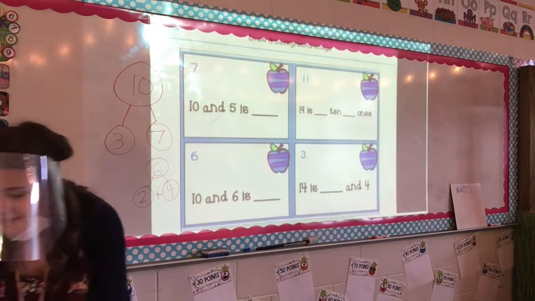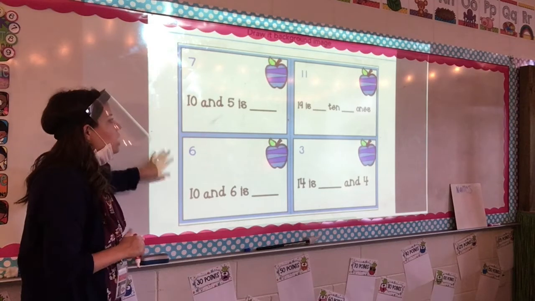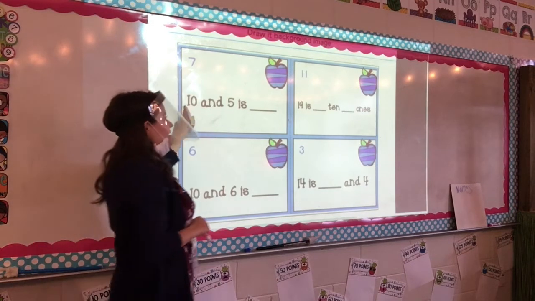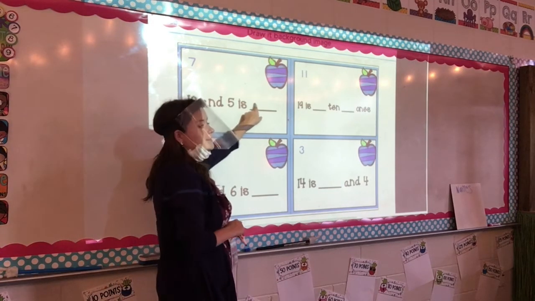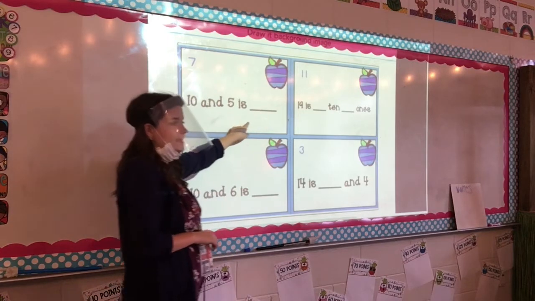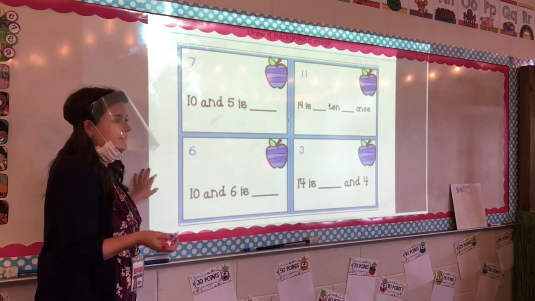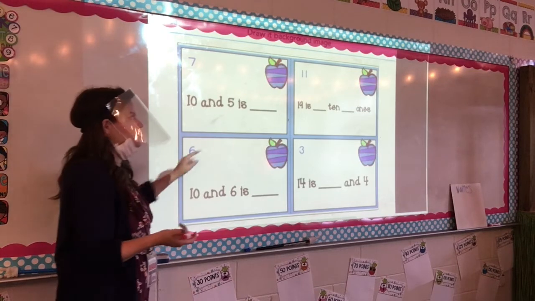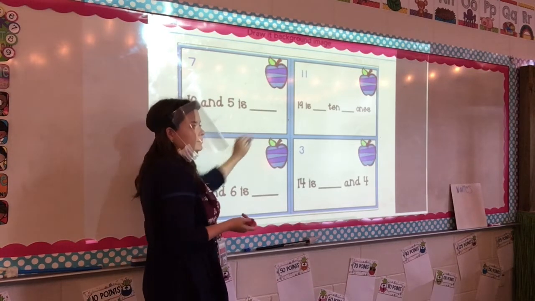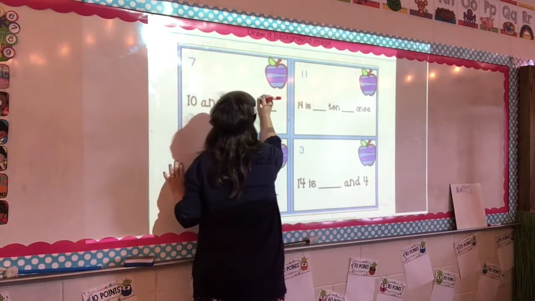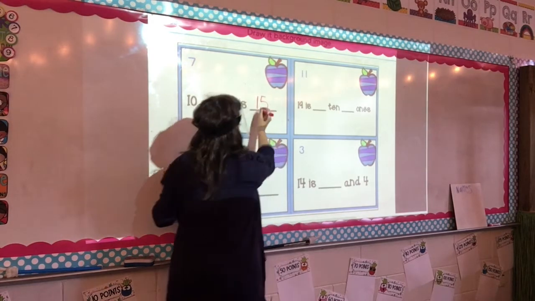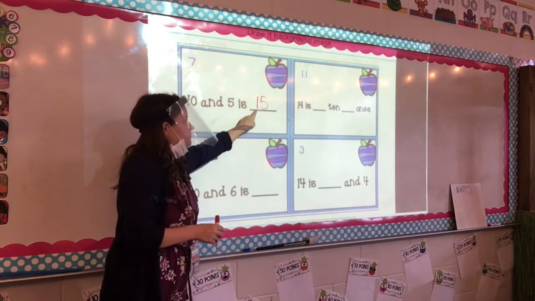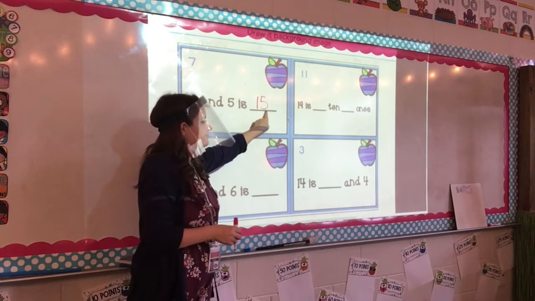Let's try some with the say 10 way. All right. 10 and 5 is what? This is like the say 10 way. We're just giving the normal number. 15. See? 1 ten and 5 ones.